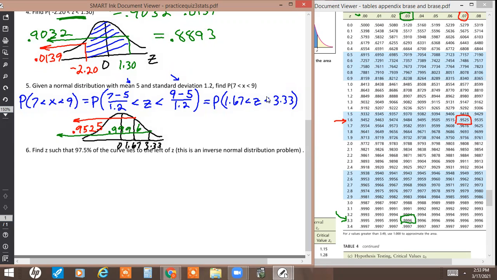So the area that we're going to be looking for is going to be 0.9996 minus the 0.9525. Grab a calculator and do that. You get 0.0471.